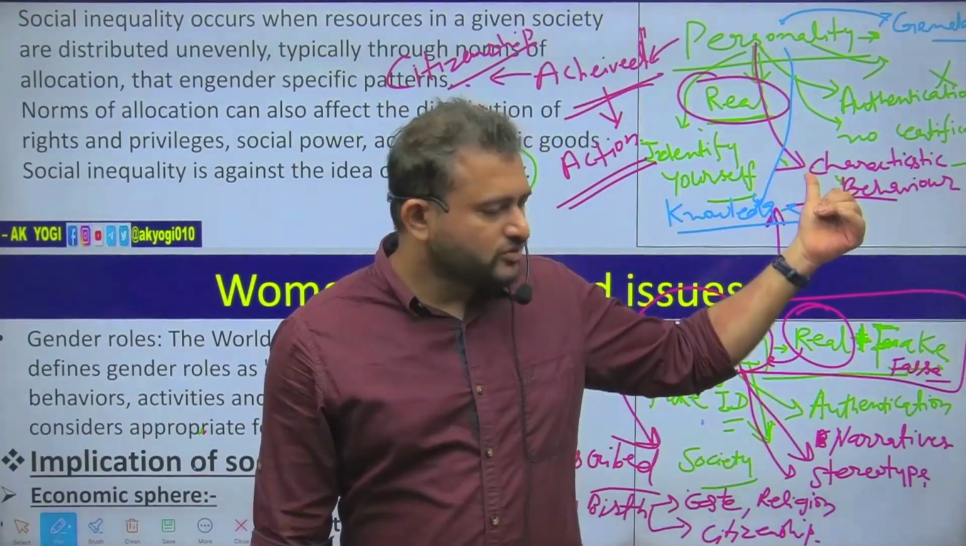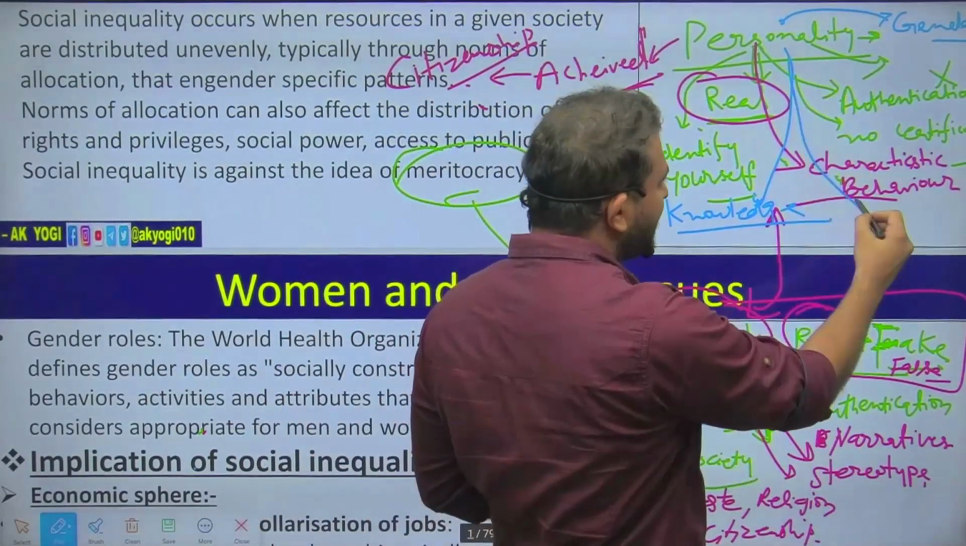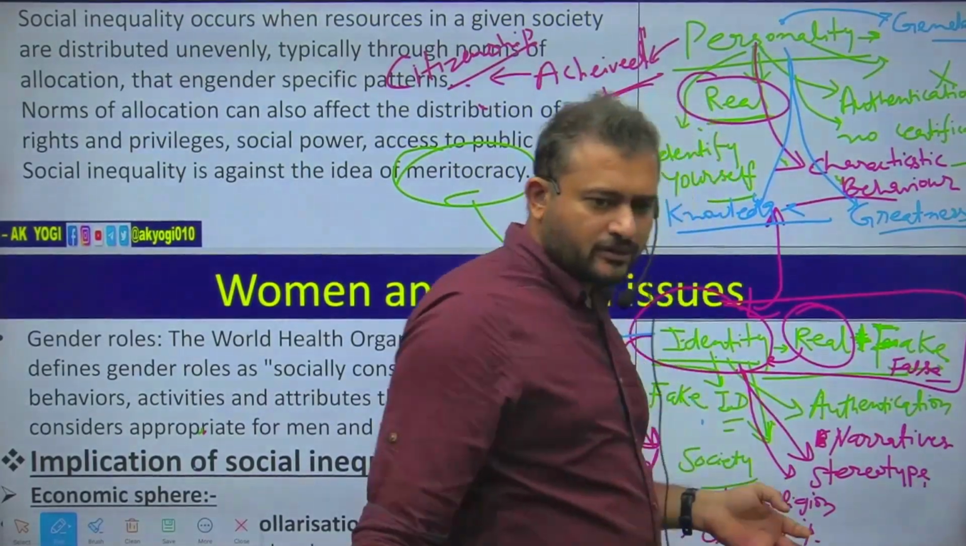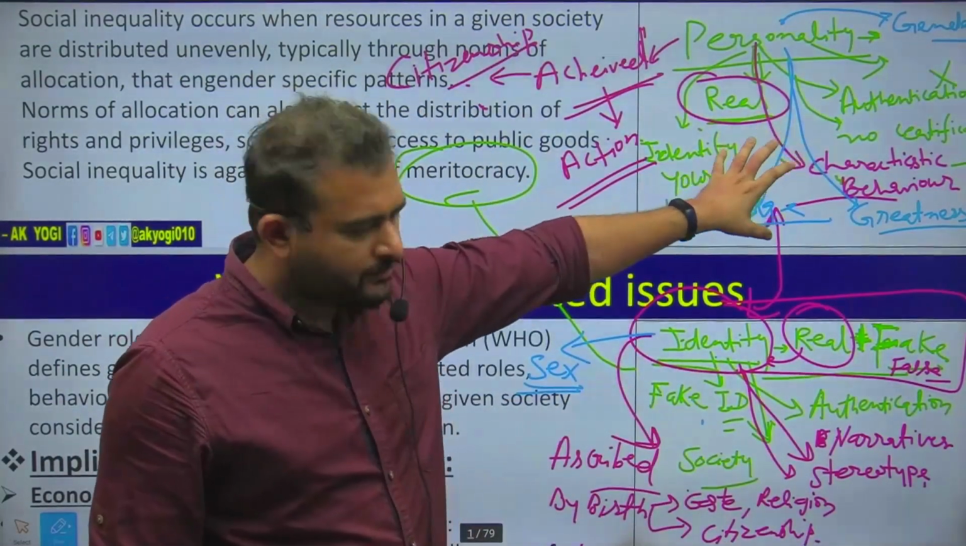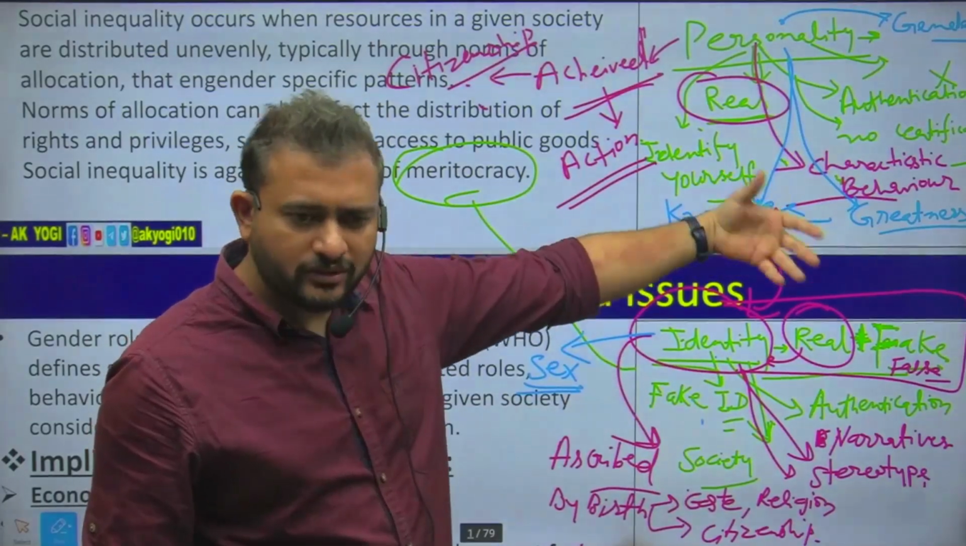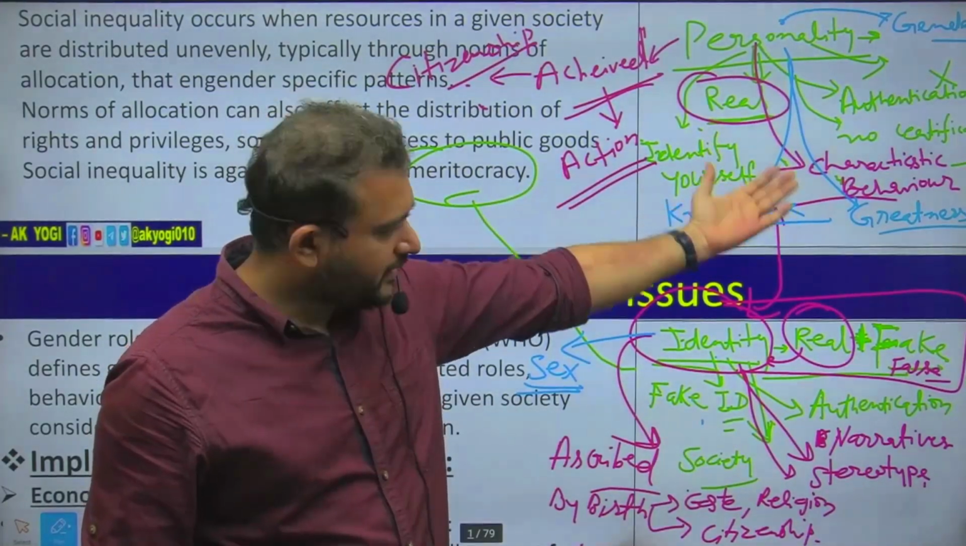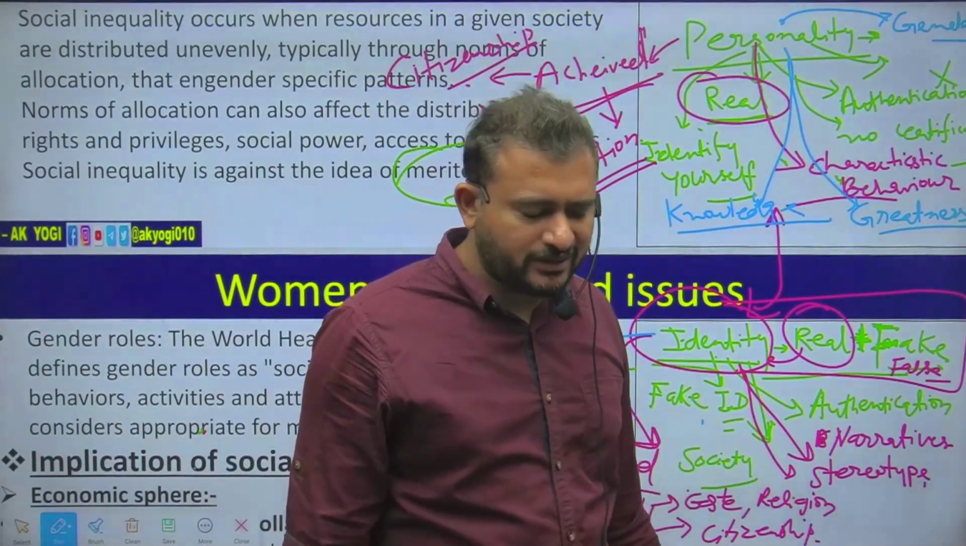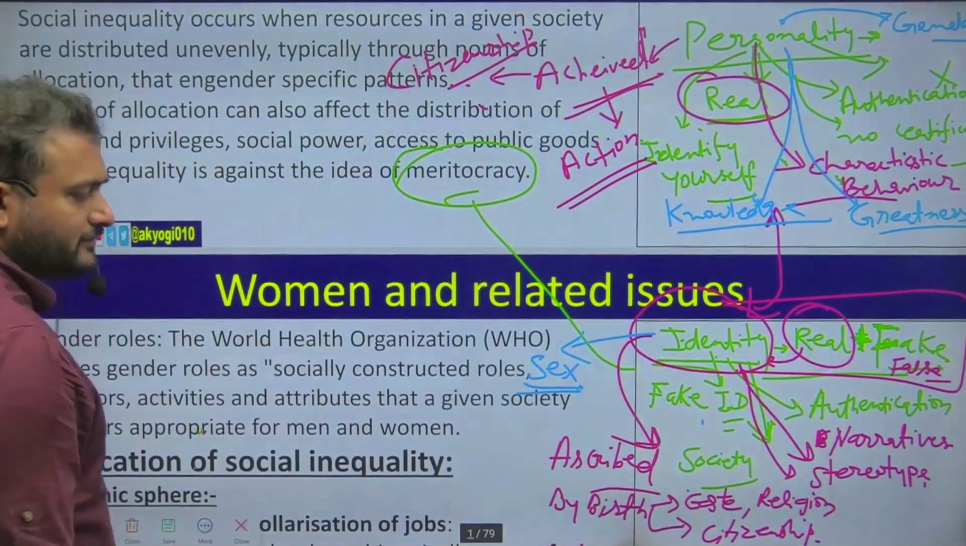So actually greatness is part of our personality. Greatness is part of your personality. But when society identifies or recognizes your personality, then society gives you awards or benefits, whatever it takes. Okay, all these things clear?